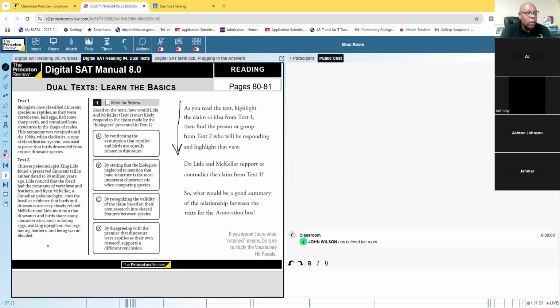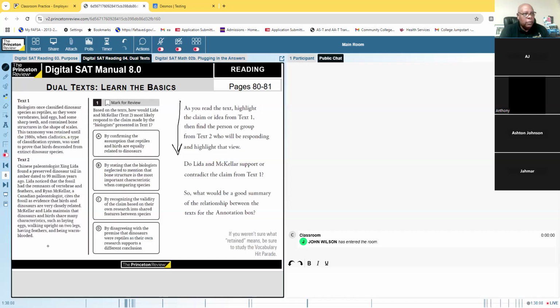Could you read the question on number 1? Based on the text, page 80. Based on the text, how would Lida and McKellar most likely respond to the claim made by the biologist presented in text 1?